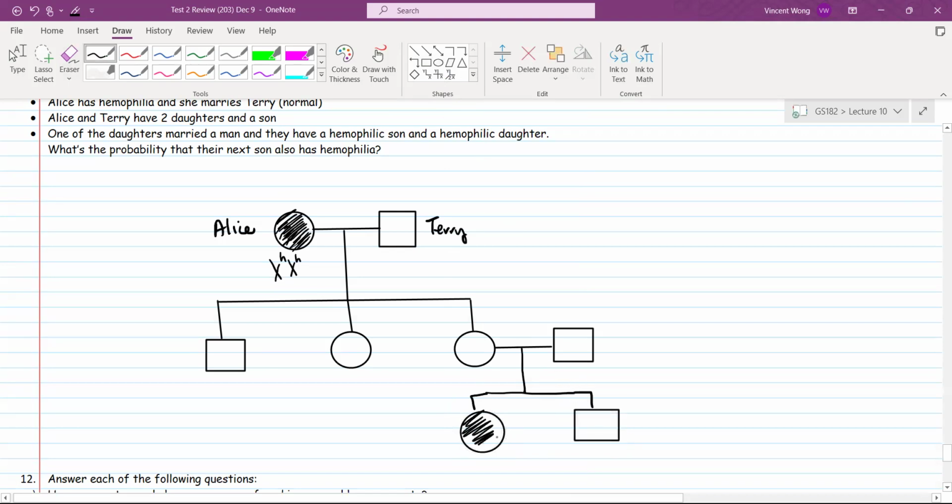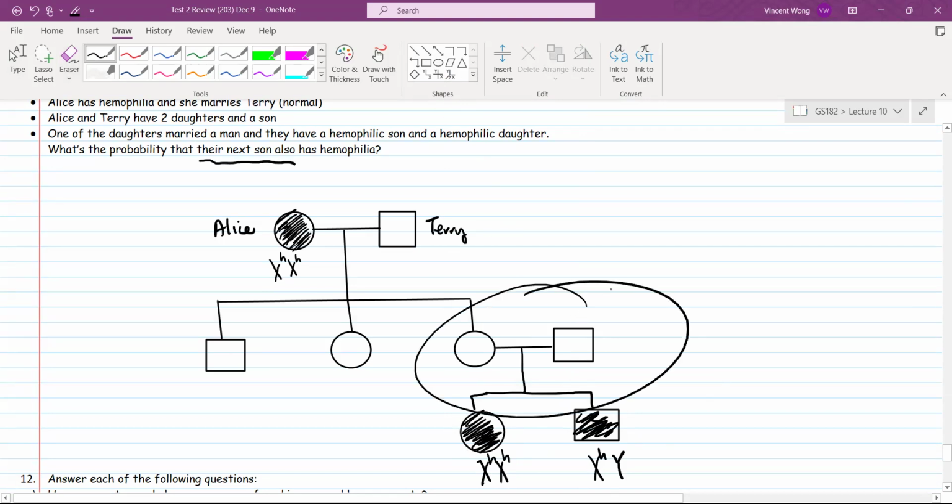Right? Hemophiliac daughter and hemophiliac son. That means this is XHXH, and this is XH and then Y. What is the probability that their next son has hemophilia? Okay, so let's see what we can say about this.